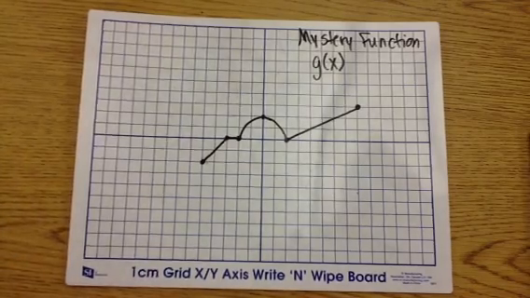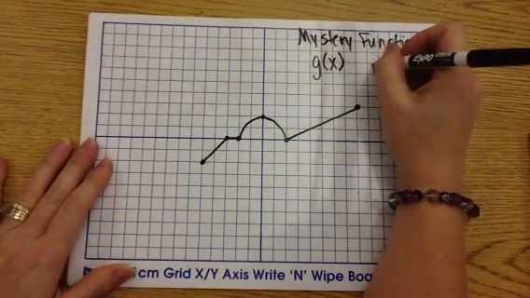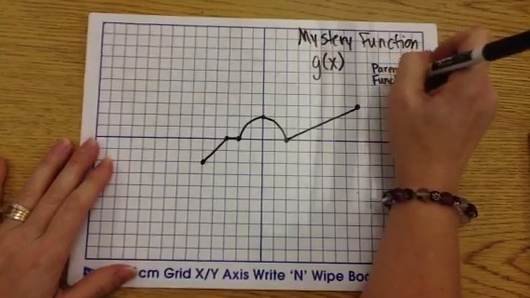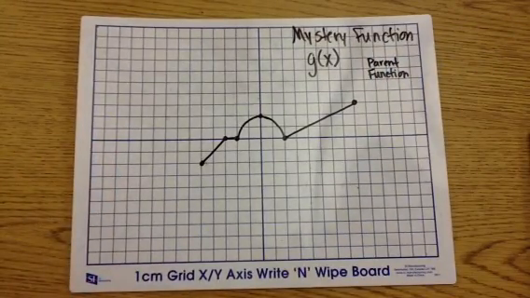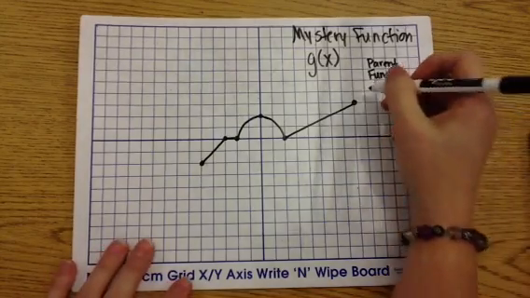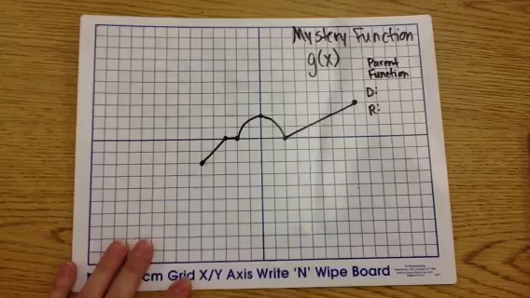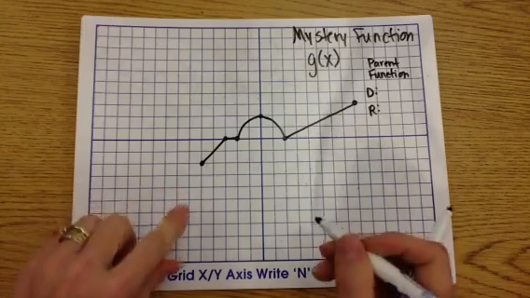Let's work with doing some transformations to this mystery function g of x. We're going to use g of x as the parent function, and then we're going to do some transformations to it. So the first thing I'm going to do is identify the domain and the range of my parent function, and I'm going to label ordered pairs for each of the dots shown here, each of the points.